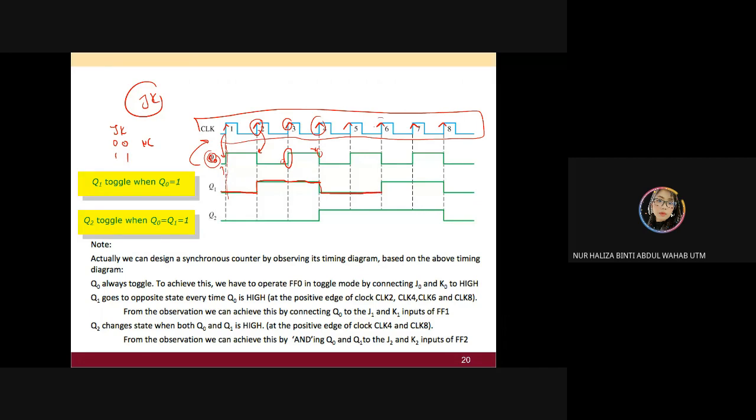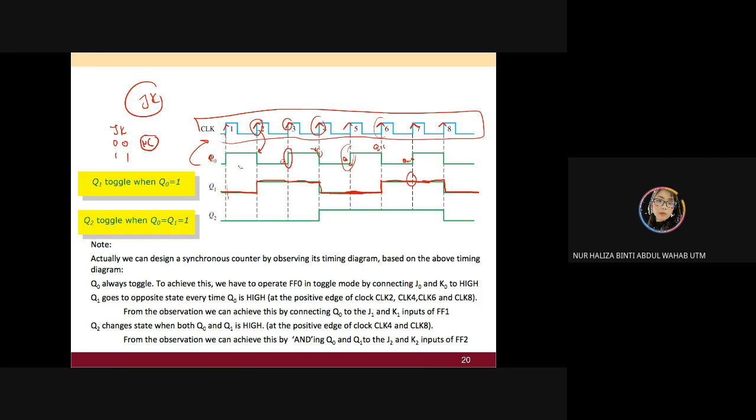After that, you meet another clock here. But here, your Q0 is 0. And that's why you have no change. And then you toggle here as Q0 is 1. And at this part, no change because Q0 is 0. And toggle. And do the similar things.